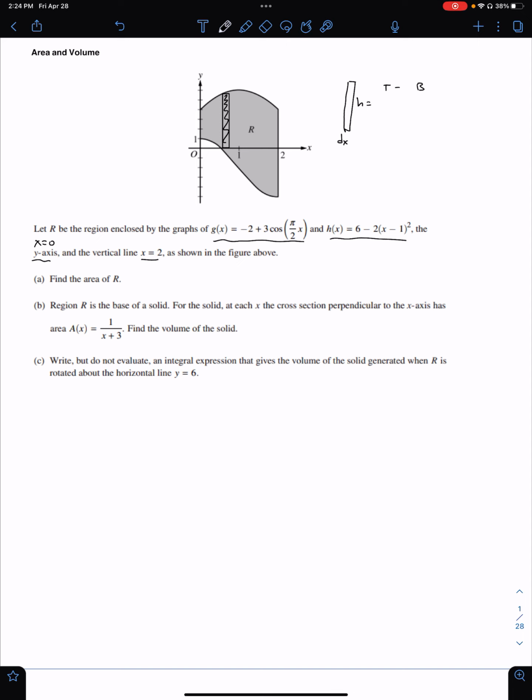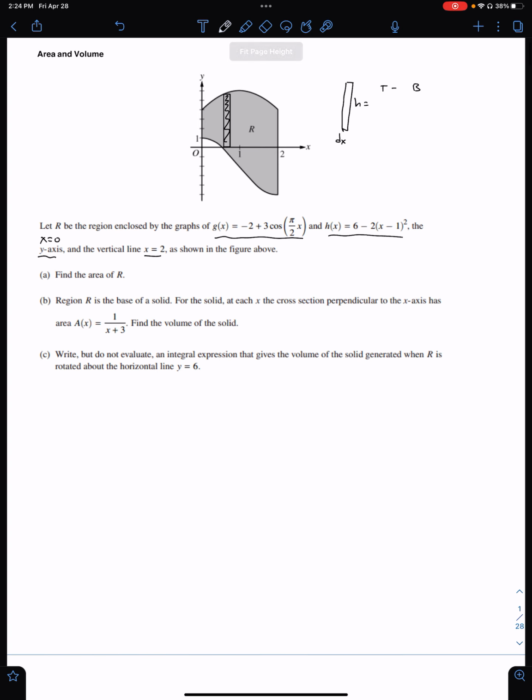Now, the height of the rectangle is h of x minus g of x. So I'm just going to go ahead and write that out. H of x, that is our parabola. The bottom is just g of x. So if I want to find the area, of course, it's just length times width, or base times height. So it's just the area of a rectangle for us.